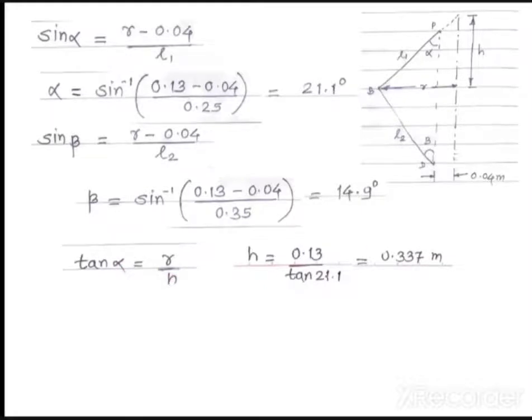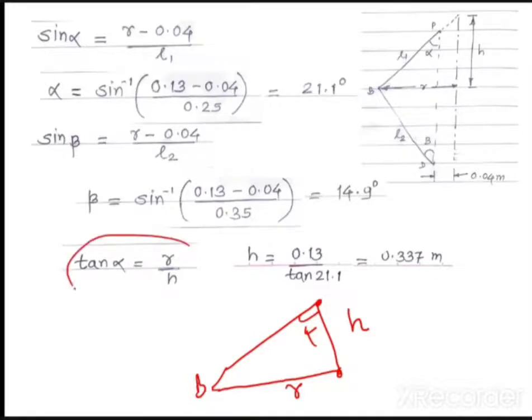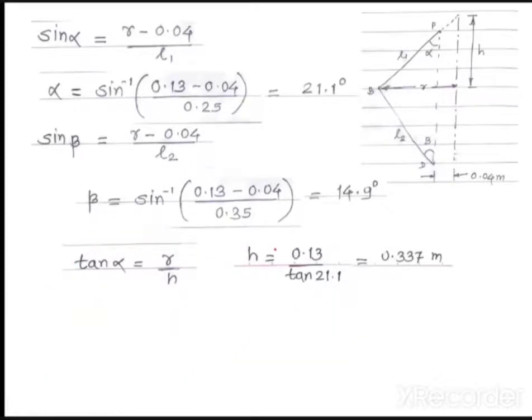Basically, I have considered this diagram. I will draw a diagram here. Let us say this is a point P. This is some point. I am taking this alpha. This total distance is h, and this total distance is r. So r is the opposite side upon the adjacent side, so I am getting tan alpha is equal to r upon h. Have you understood this? Why have I done this? To calculate h. Now from this I am getting h is equal to r upon tan alpha, right? So what is r? 0.13, and what is alpha? 21.1 degrees. So I am getting h.